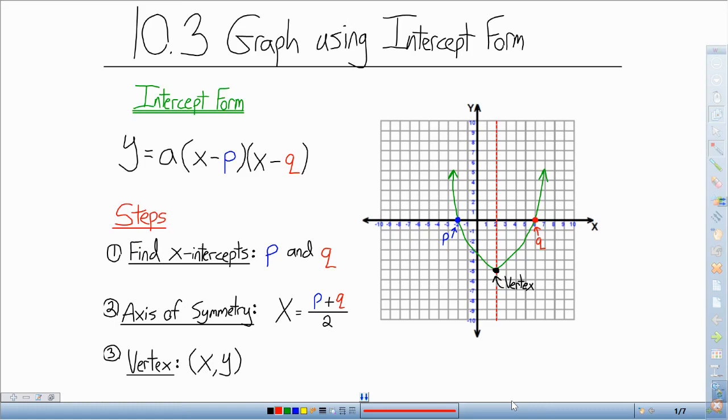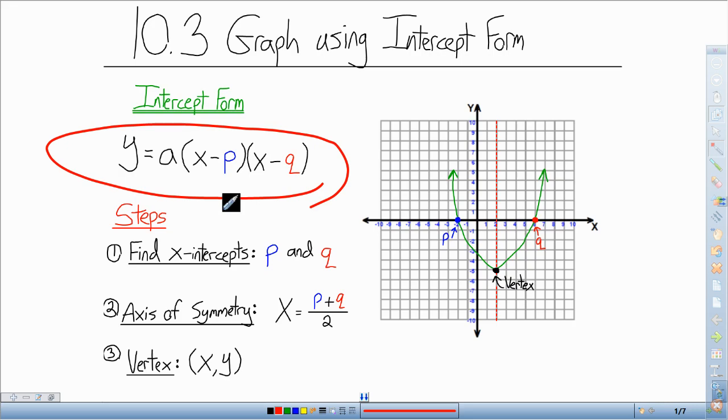Hey everybody. So we're getting into 10.3 today, and we're going to be graphing our quadratic functions using what's called intercept form. First things first, go ahead and get the title here and copy this slide, and then we'll dig into it. Okay, so intercept form is this form right here.